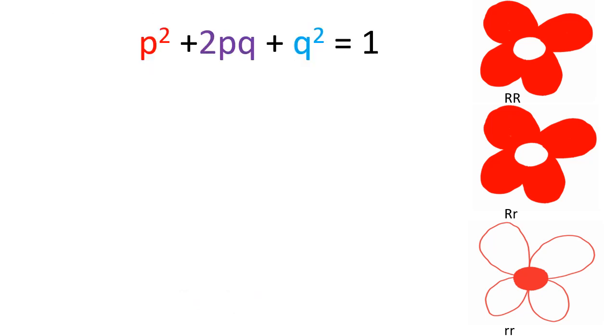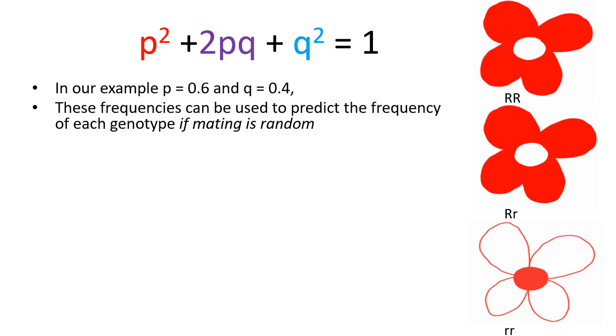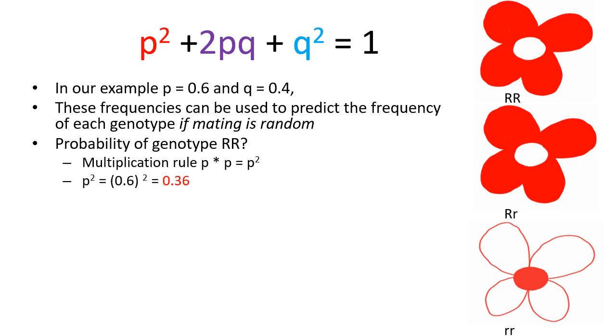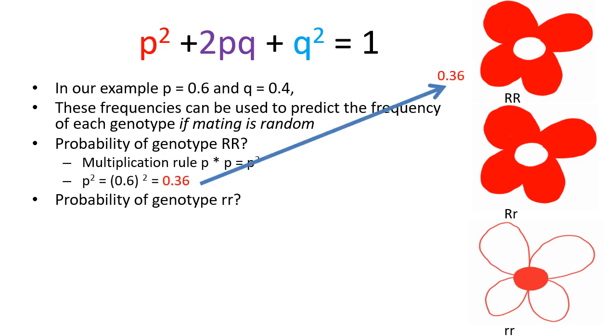All right, again, so now we're going to divide up into our different traits, and we take the square of p + q. So (p + q)² gets you p² + 2pq + q², and you can do the FOIL method if you want to work that out. So in our example, we had 0.6 and 0.4. These frequencies, our p and q, can then be used to predict the frequency of each genotype if mating is random. So the probability of big R big R is p squared. The probability of little r little r is q squared.